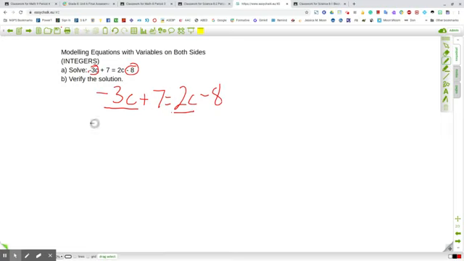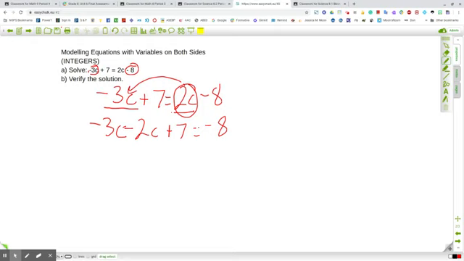So if I have minus 3c on this side and I need to move this 2c over to here, I do the opposite or the inverse operation. So this is a plus 2c. When I move it over here, it becomes a minus 2c. And then I have plus 7 equals negative 8.